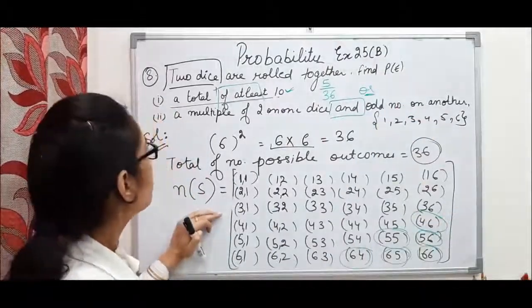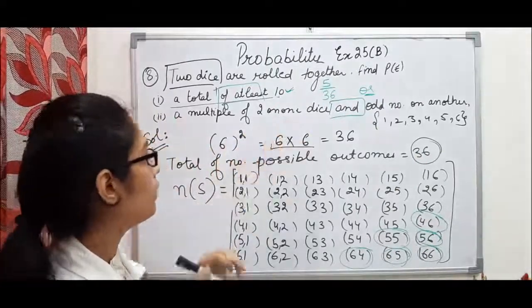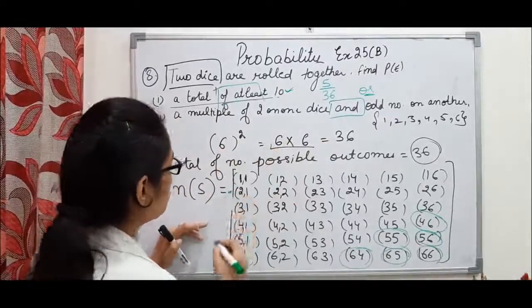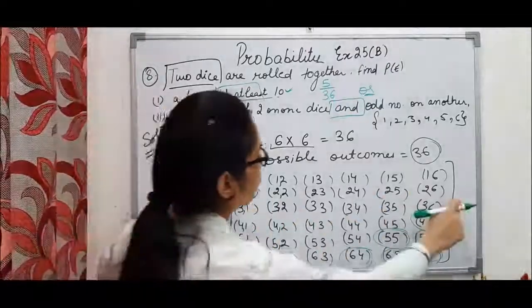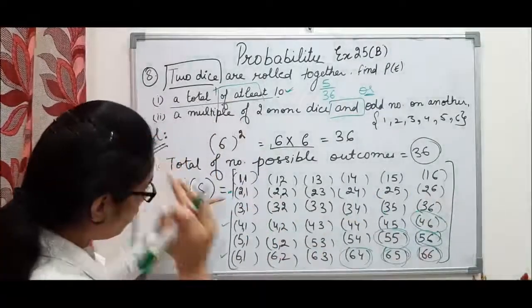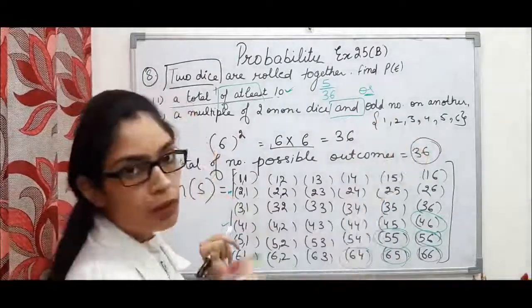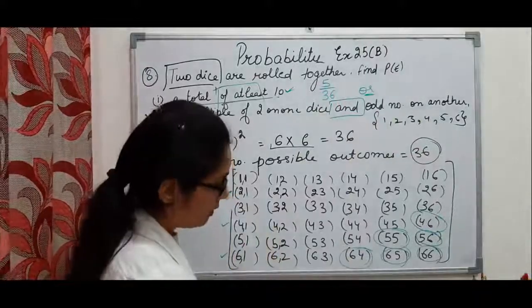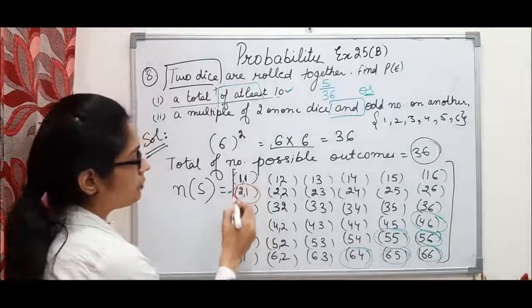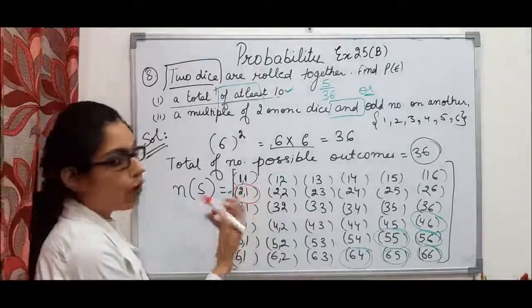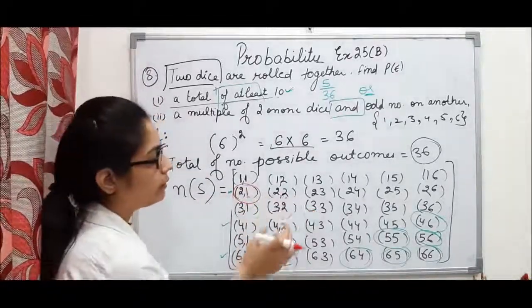So we will choose all the numbers first. Which numbers? Multiples of 2 on one dice, which will be 2, 4 and 6. So I will check these rows now. On the first dice there should be a multiple of 2 and on the second dice it should be an odd number. I'll mark this now. This is a multiple of 2 on the first dice and 1 is an odd number on the other dice. So this is fulfilling. Here the second number is even. So I can't take this.